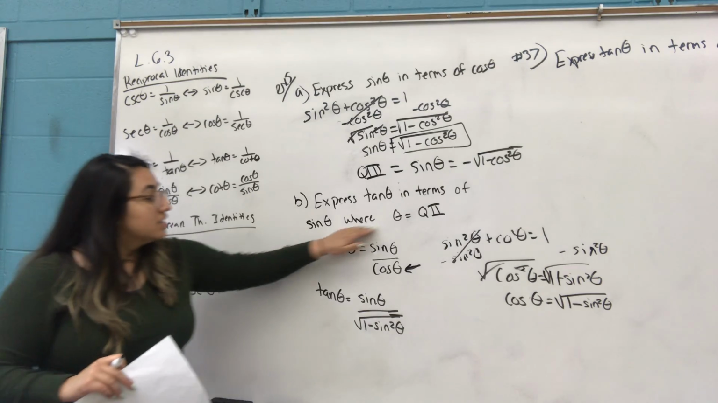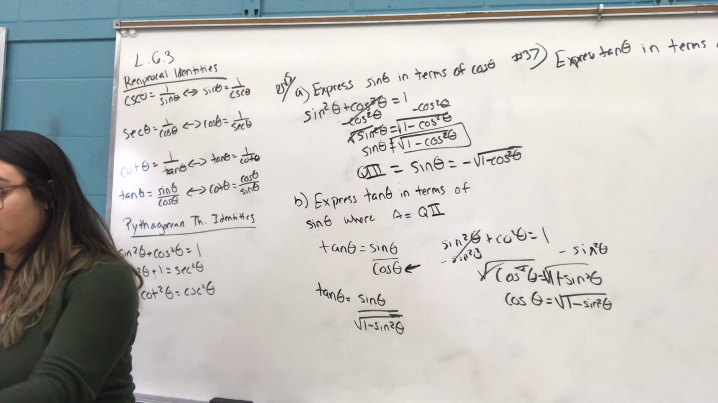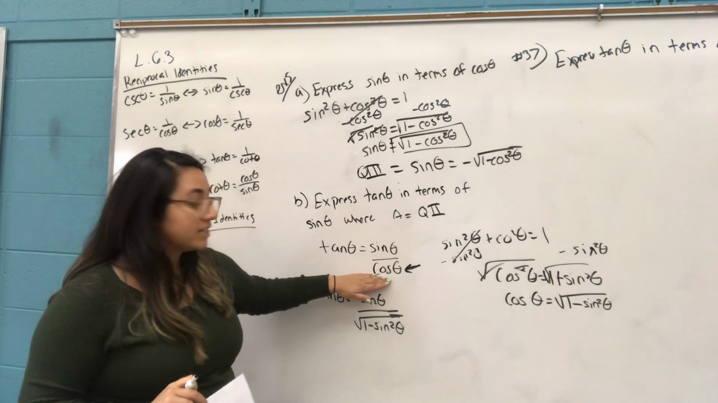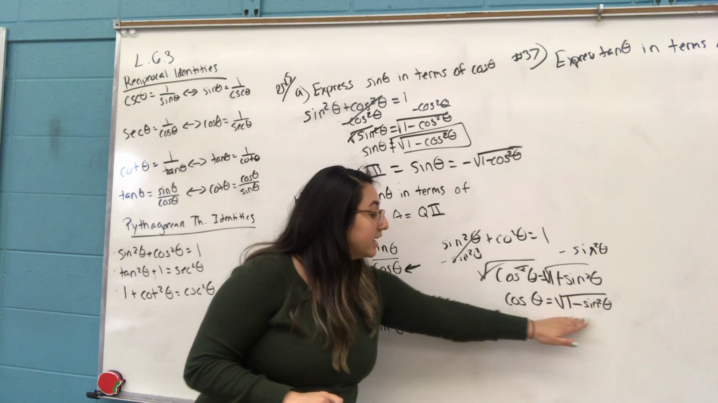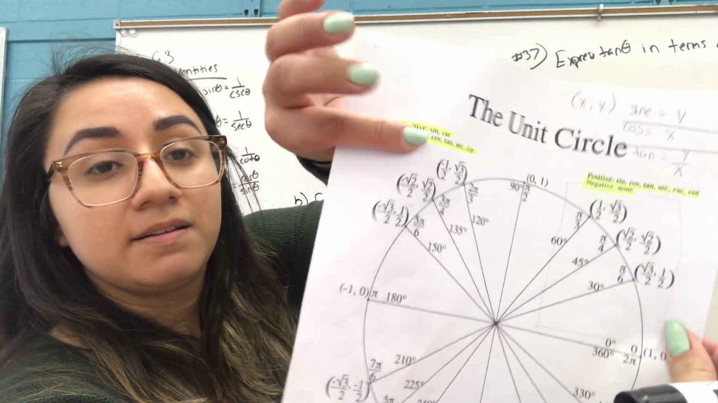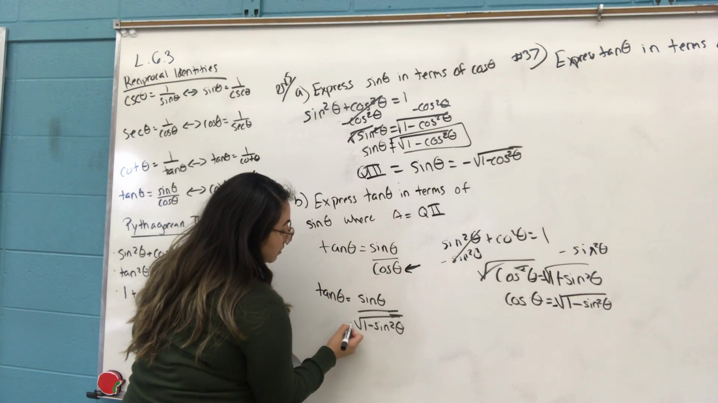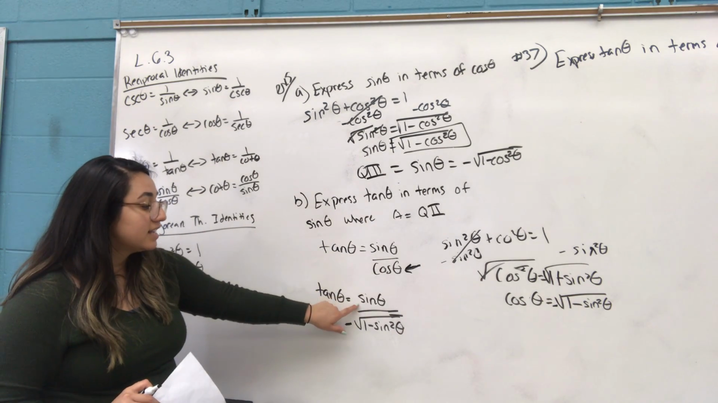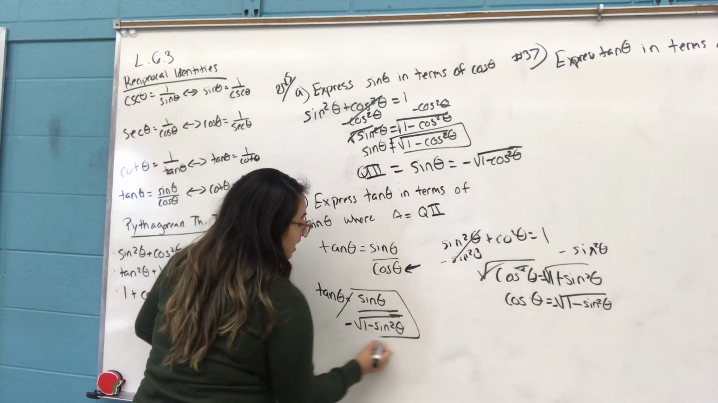But now it says in terms of sine, where the degree is in the second quadrant. Now we look over here, and we're still dealing with cosine. Cosine is equal to this equation, in terms of sine, and cosine in the second quadrant is negative. So your answer here, and I should have done that before, is negative square root of 1 minus sine squared. This is where the negative comes into play. So now tangent is equal to sine theta over negative square root of 1 minus sine squared theta. And that will be your answer.